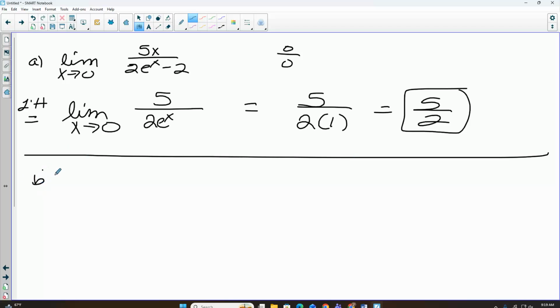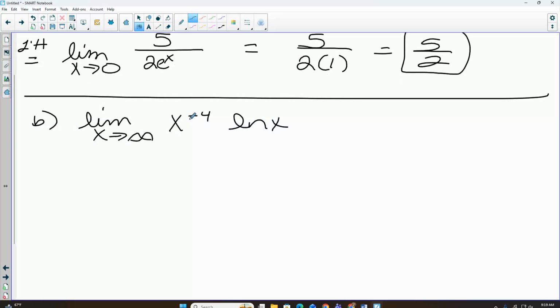If I look at b, okay, x to the -4, that's like 1 over x. So if I plug in infinity, 1 over infinity is going to 0. Natural log of infinity is going to infinity. 0 times infinity, I don't know what that is. Sometimes it's 0, because anything times 0 is 0. Sometimes it's infinity, because a number times infinity is infinity. And sometimes it's something in between.